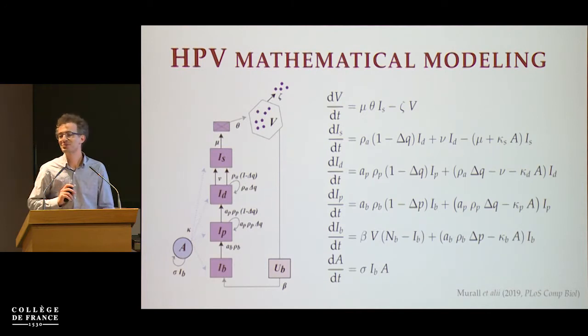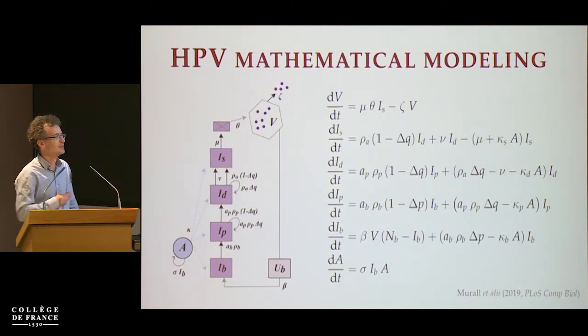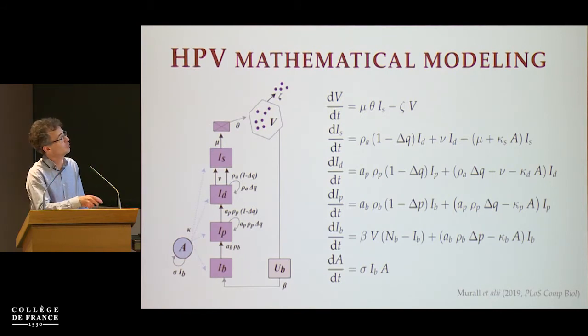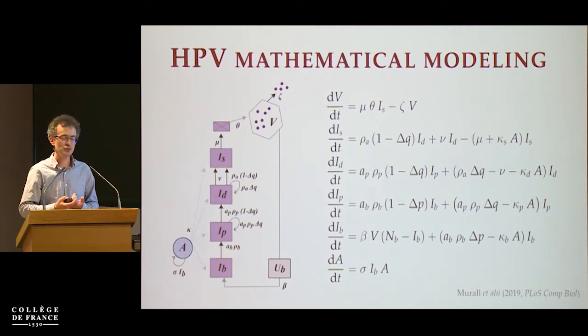I'm showing the equations, but I won't go through them, but it's really very similar to the predator-prey model I introduced before. You have the stages going from basal cells, parabasal, etc. You have the free virions. So you see on the flow diagram here how the cells age and release free virions that can then infect new basal cells.